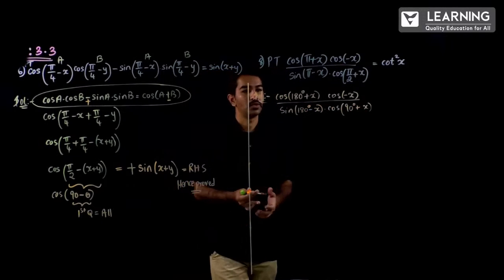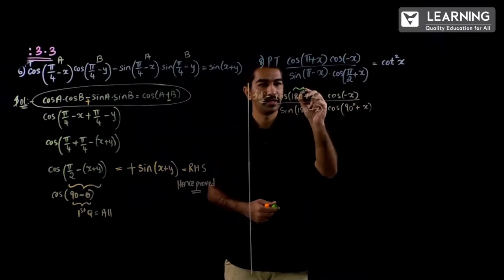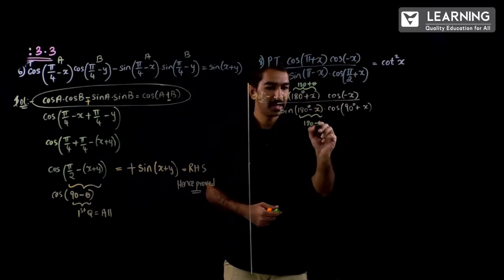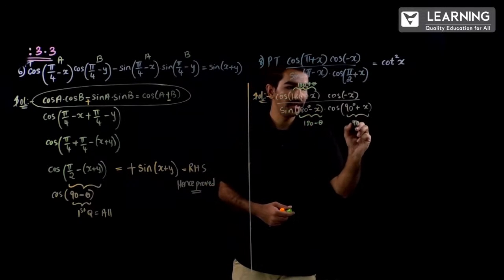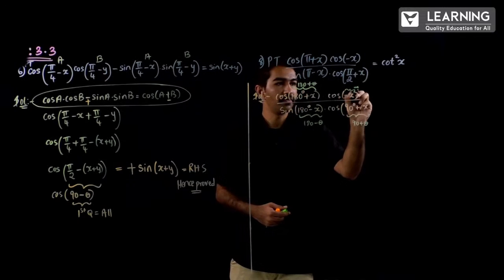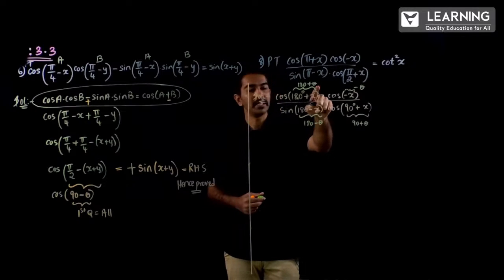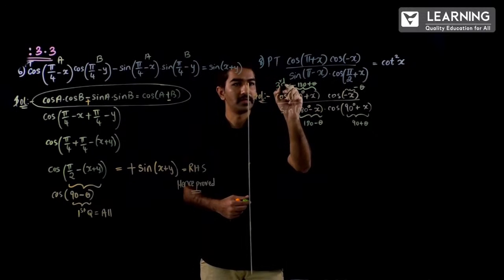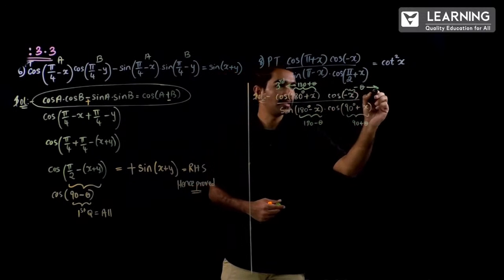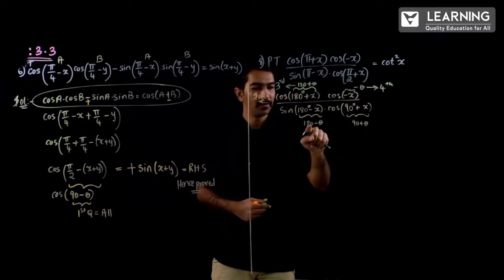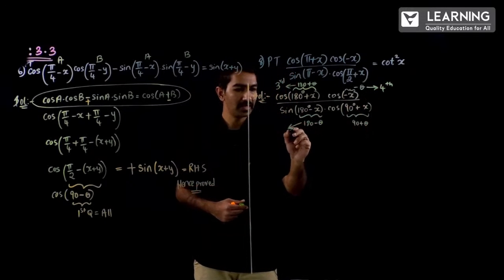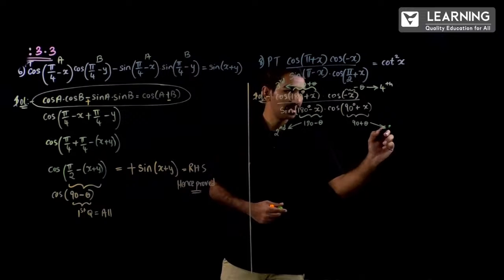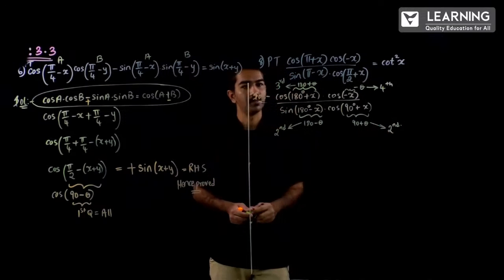Now one by one students. So here we'll start. 180 plus theta lies in which quadrant? So this is in the form of 180 plus theta. This is in the form of 180 minus theta. This is in the form of 90 plus theta. This is in the form of minus theta. 180 plus theta lies in which quadrant? 180 plus theta lies in third quadrant. Minus theta lies in which quadrant? Minus theta lies in fourth quadrant. 180 minus theta lies in which quadrant? 180 minus theta lies in second quadrant. And 90 plus theta lies in which quadrant? 90 plus theta also lies in second quadrant.